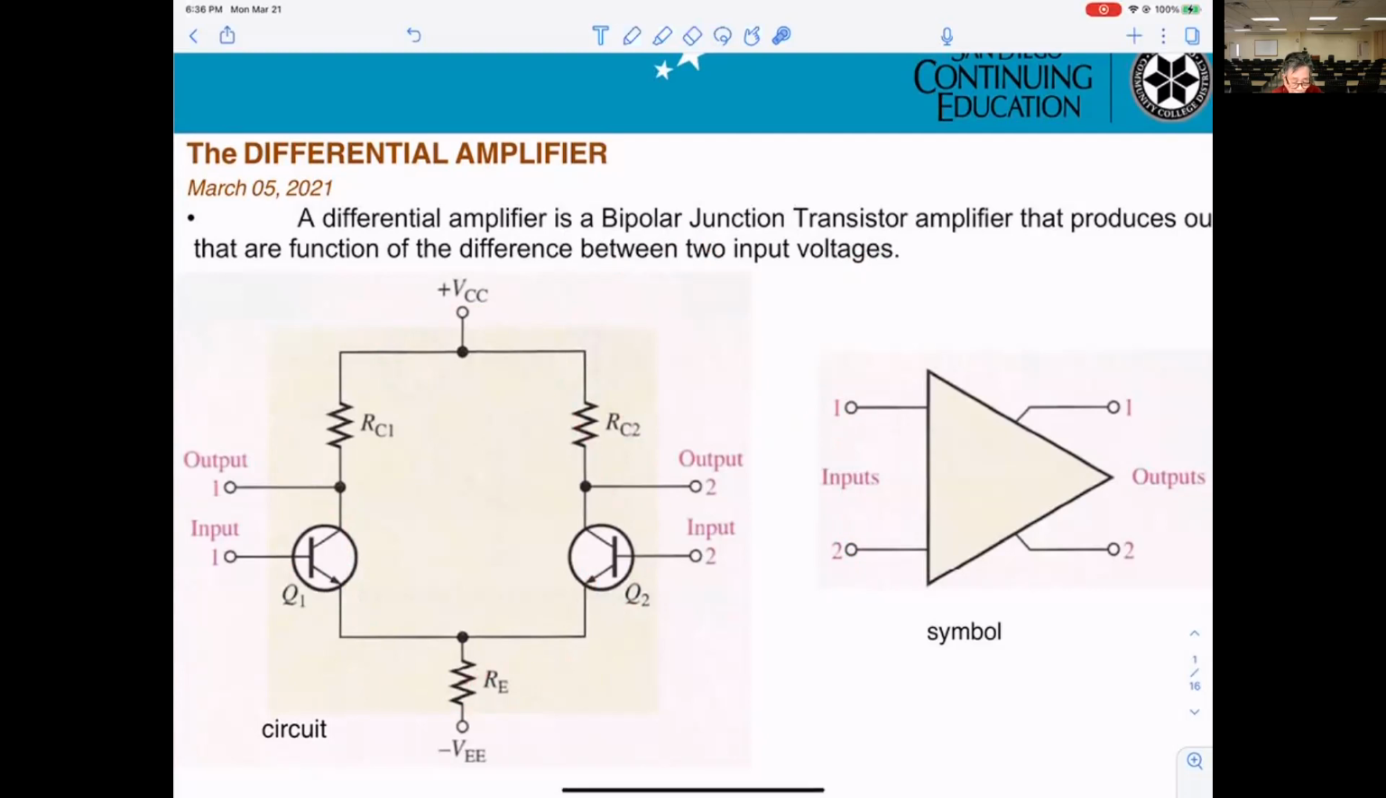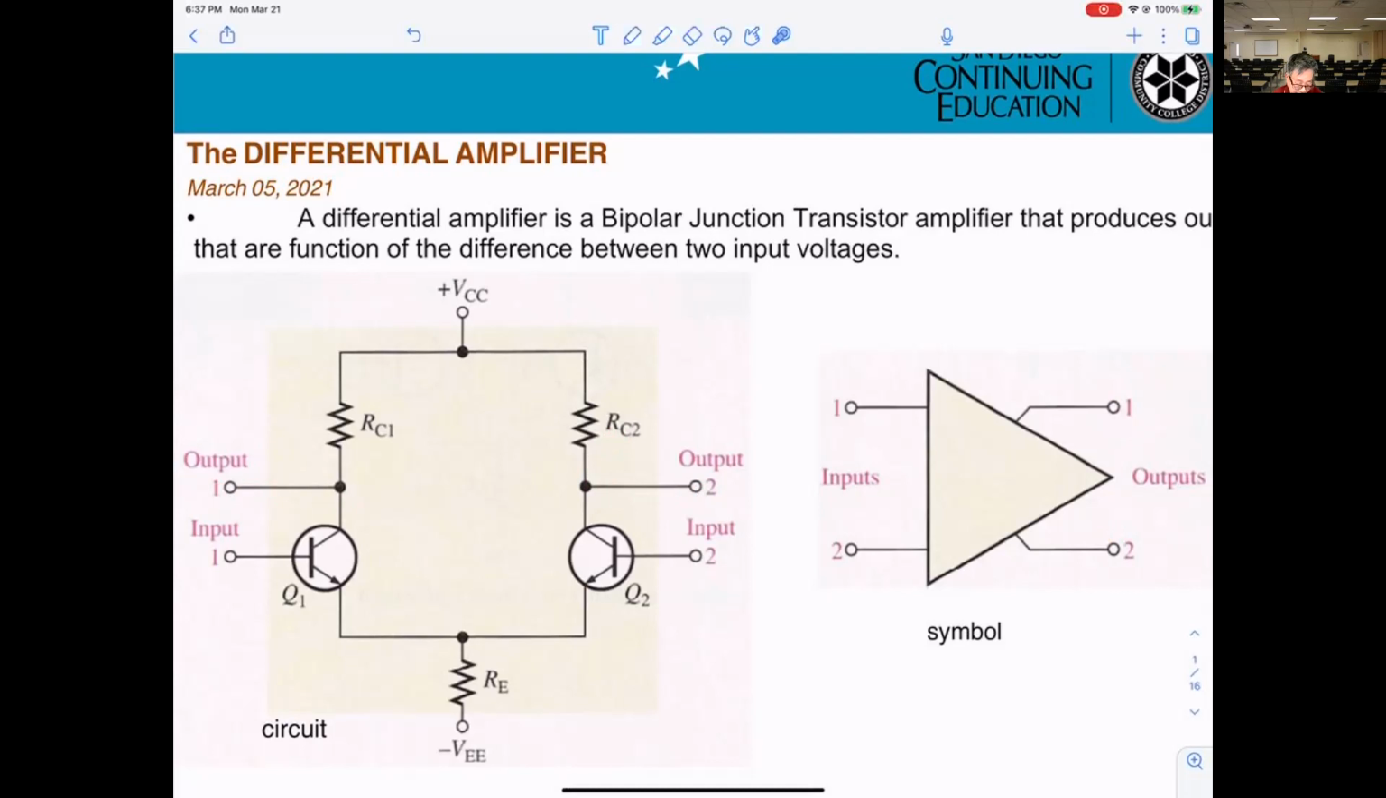They use Q1 and Q2. They must be matched, identical. RC1 and RC2 are also the same value, exactly the same. Now you get one output here and another output here. That means you get two outputs.